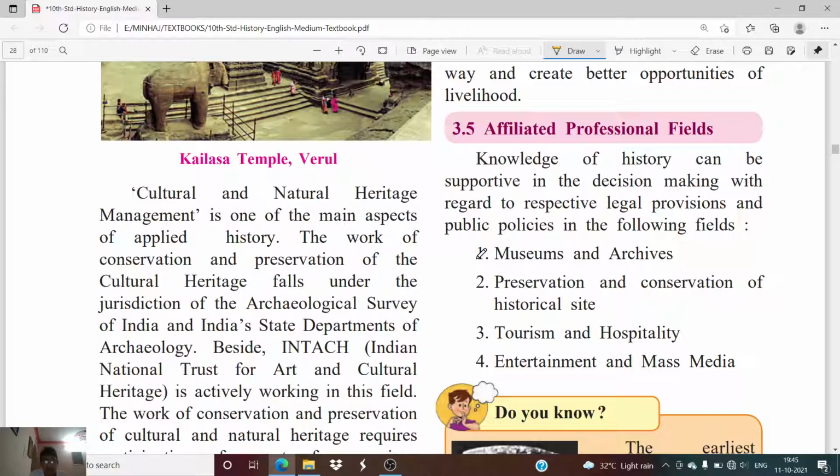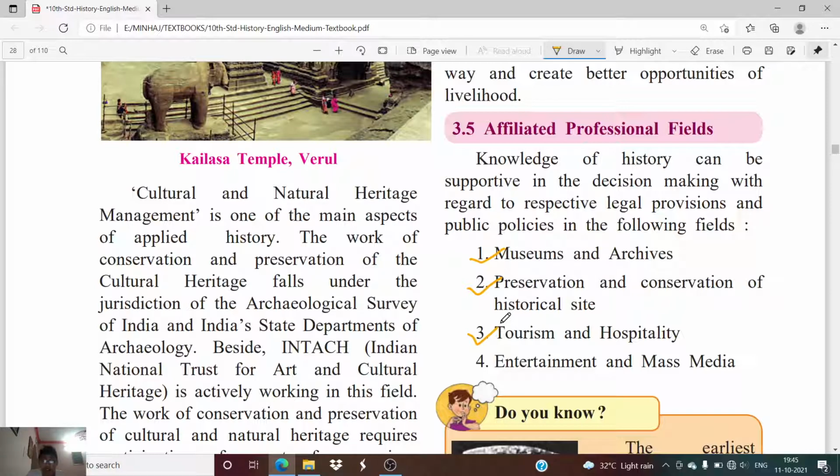So these are some fields which are going to provide the knowledge of history to us. Museums and archives are definitely one of the main sources of history. Then preservation and conservation of historical sites is important. Then tourism and hospitality. We go to different places, we try to observe them, and we try to understand how it was made or why it was made, which increases our knowledge of history.